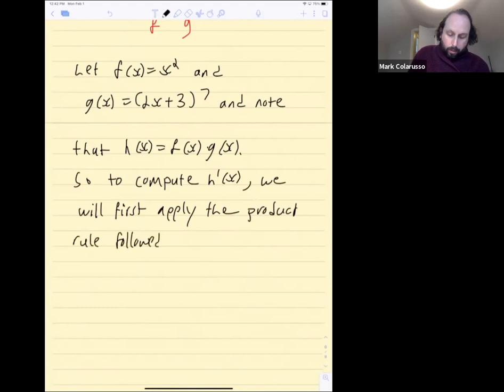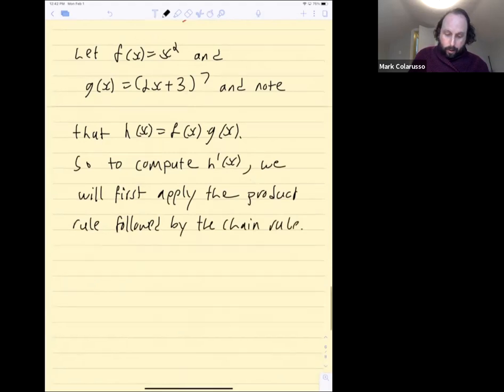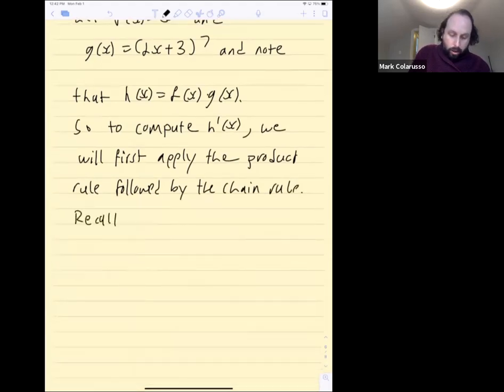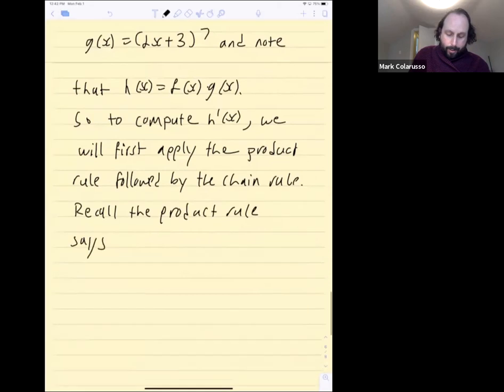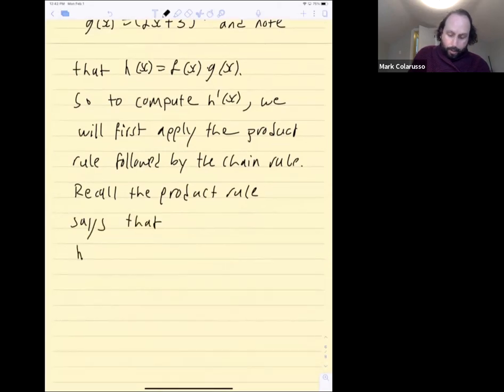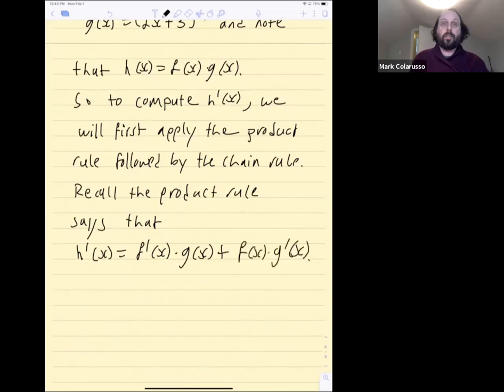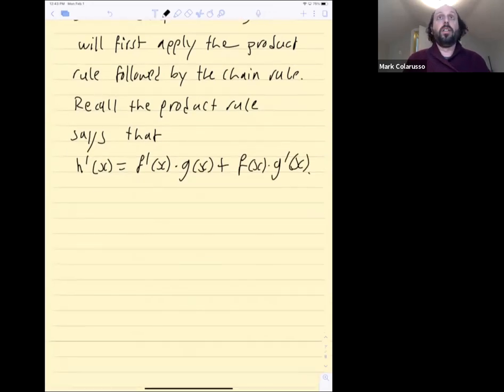Followed by the chain rule, as you'll see. So recall, the product rule says that h prime at x is equal to the derivative of the first factor times the second factor, plus the first factor times the derivative of the second. So that's our happy product rule formula.